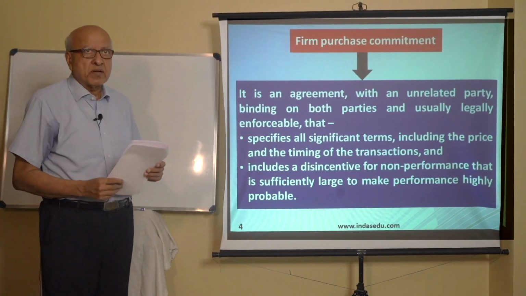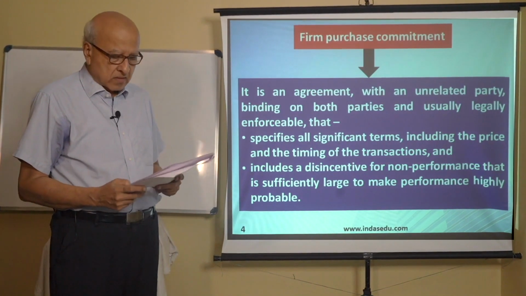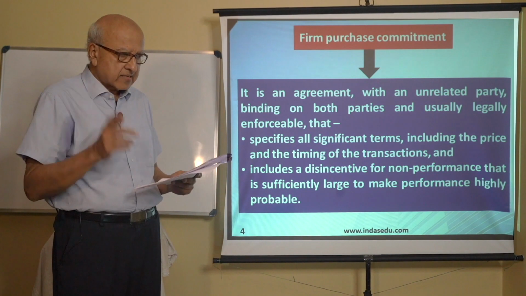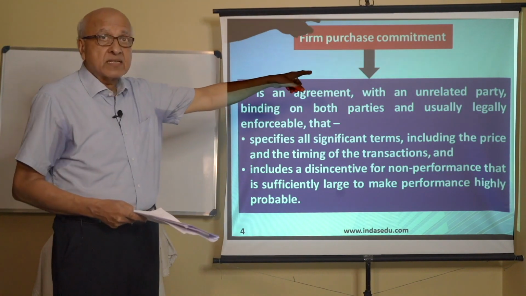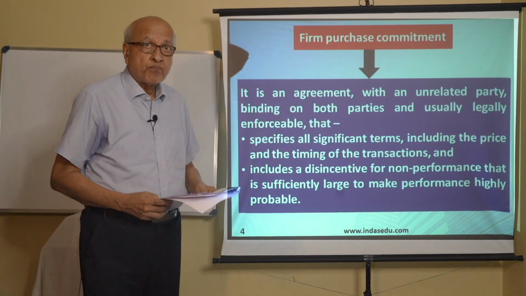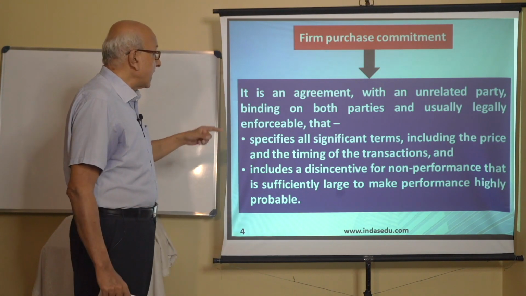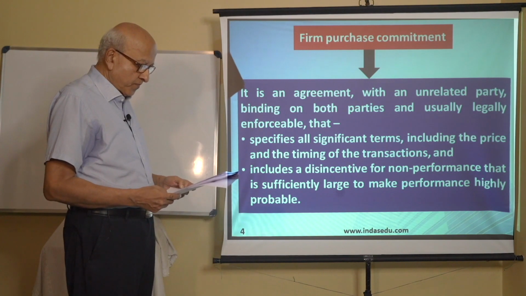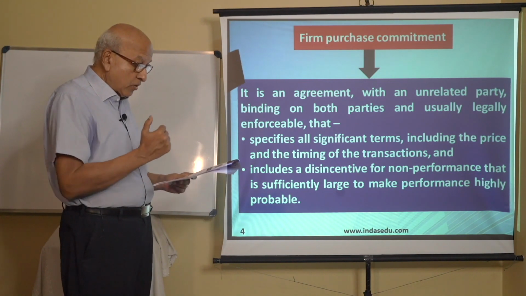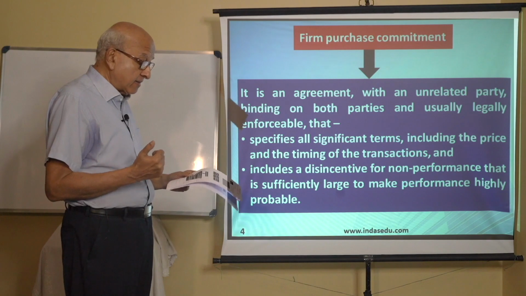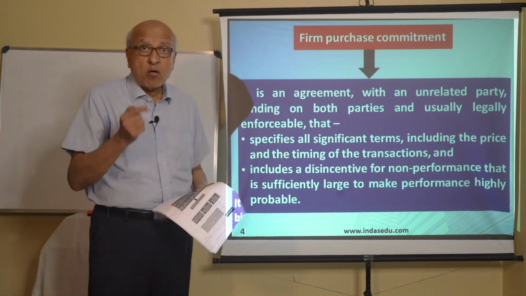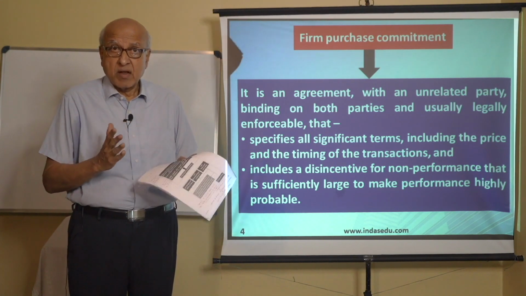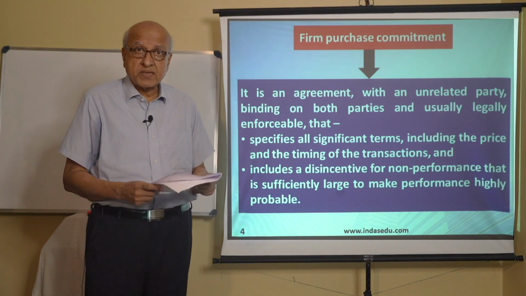Firm purchase commitment. First thing is, a decision to sell is not a sale unless or until there is a firm purchase commitment. It is an agreement with an unrelated party. Agreement with an unrelated party, what does it mean? That it has to be an orderly transaction. There is no related party transaction between market participants.